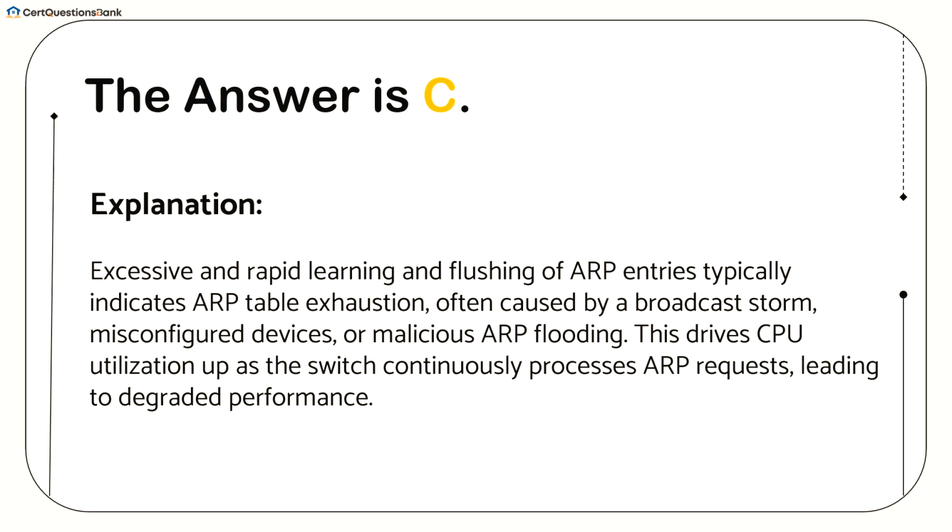The answer is C. Excessive and rapid learning and flushing of ARP entries typically indicates ARP table exhaustion, often caused by a broadcast storm, misconfigured devices, or malicious ARP flooding. This drives CPU utilization up as the switch continuously processes ARP requests, leading to degraded performance.